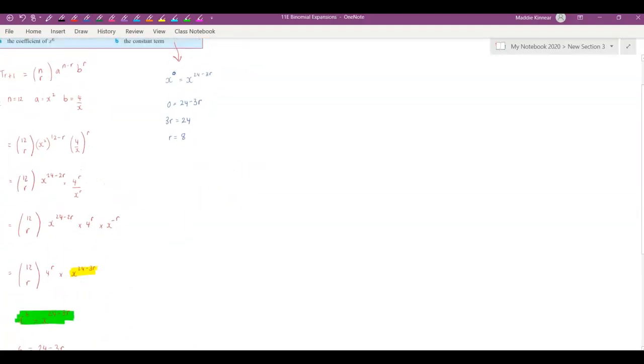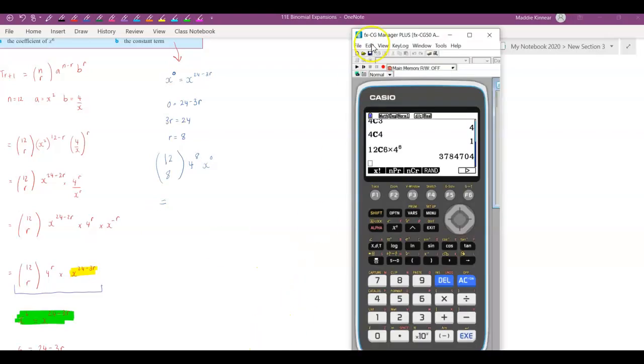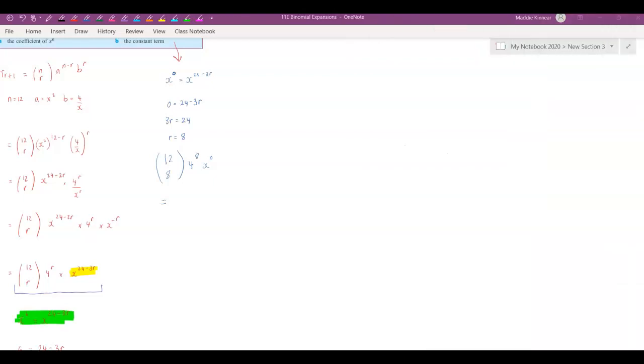So I'm going to put that into this expression here, because that is my general form for a term. And it will give me 12 choose 8, times by 4 to the power of 8. And this will be times x to the power of 0, so that's why it will give me the constant. And again, just typing this in on the calculator, we get 12 choose 8 times 4 to the power of 8, and this here will be my answer. So it's 32440320. And that will be the constant term.